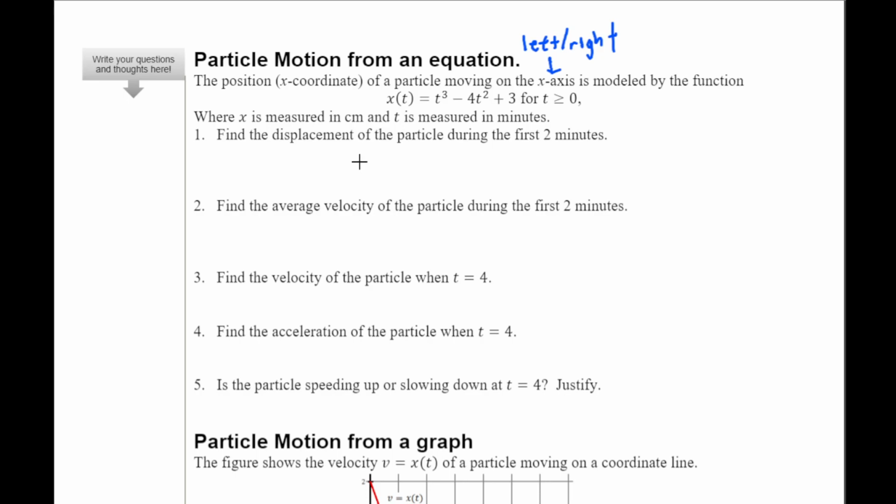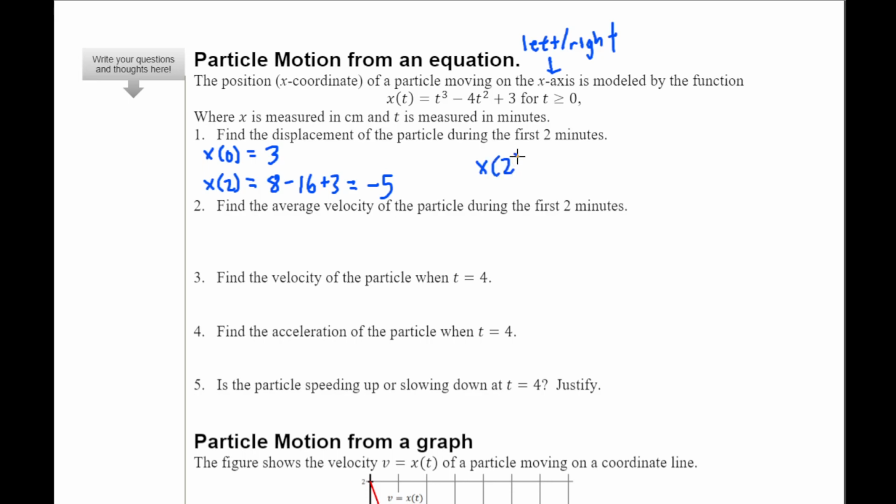Find the displacement of the particle during the first 2 minutes. What we want to do is find the position at the 0-minute mark and the 2-minute mark, and then subtract them. x of 0, you just plug in 0: 0 minus 0 plus 3 is 3. And x of 2 is 2 cubed, which is 8, minus 4 times 2 squared, which is 16, plus 3, which is equal to -5.